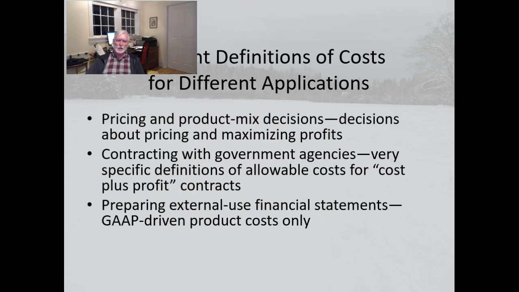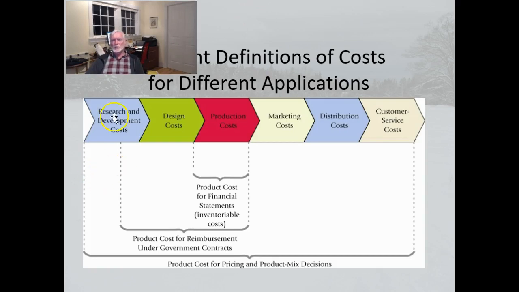So I find this graphic here fairly useful. These are all the different kinds of costs that we might incur in a production environment. Research and development, design, production, which we spent most of our time talking about. Then once we've produced it, we have marketing costs, distribution costs, all those logistics costs, and customer service costs. So we have a lot of different kinds of costs, and they go to different places. So production costs go to financial statements. That goes directly to a financial statement. You need to know production costs. They're inventoriable.